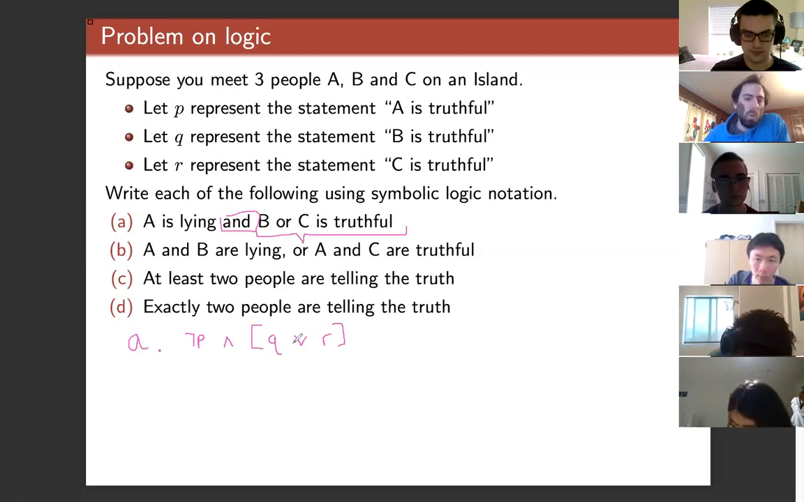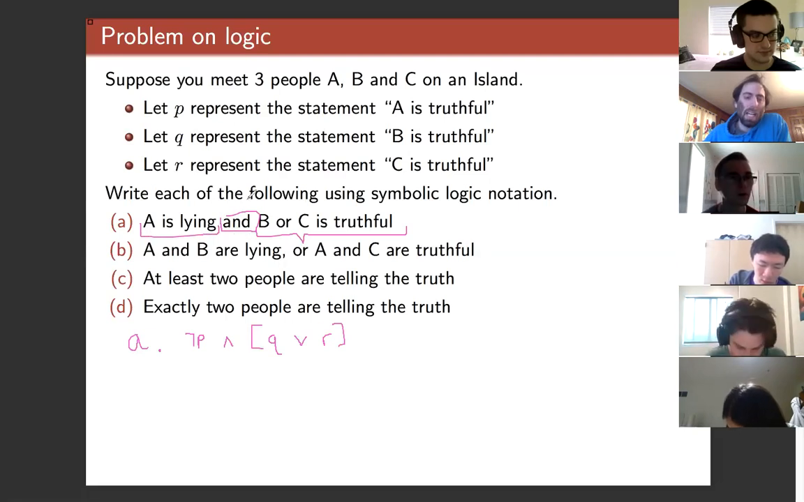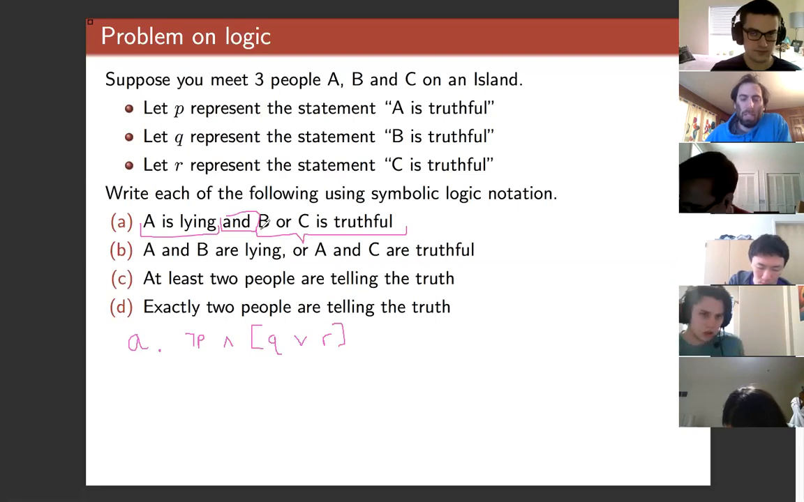Yeah, so these are two separate phrases. A is lying, and then we have this totally separate truth statement, which is that B or C is truthful. So if we put A is lying and B is truthful together, the meaning would be different.